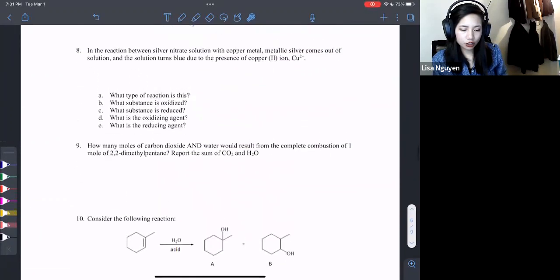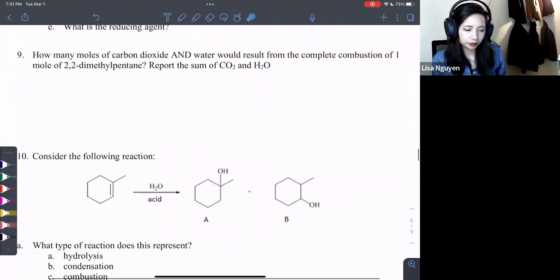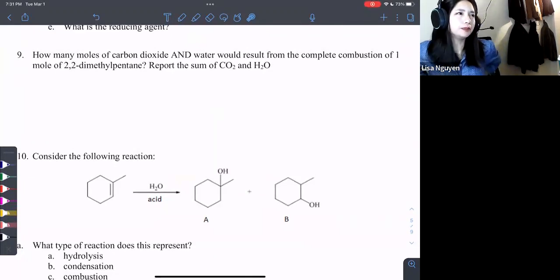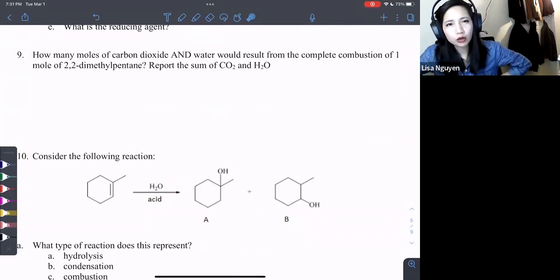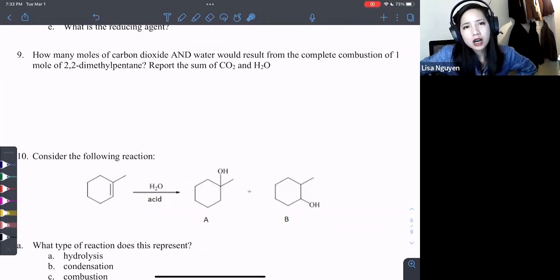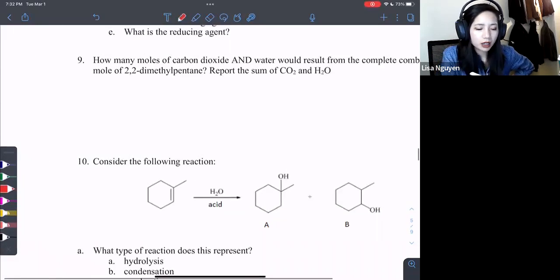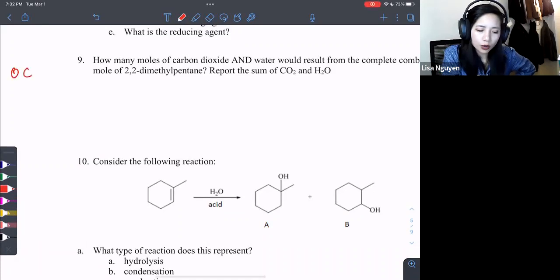Let's do number 9. So this is a combustion reaction. We're doing chemical reactions, and we talked about a lot of different chemical reactions here. One of them is combustion reactions, which we talked about in chapter 1 as well. If you recall from chapter 1, the strategy for balancing combustion reactions is to always balance the carbons first with CO2 in your molecule.